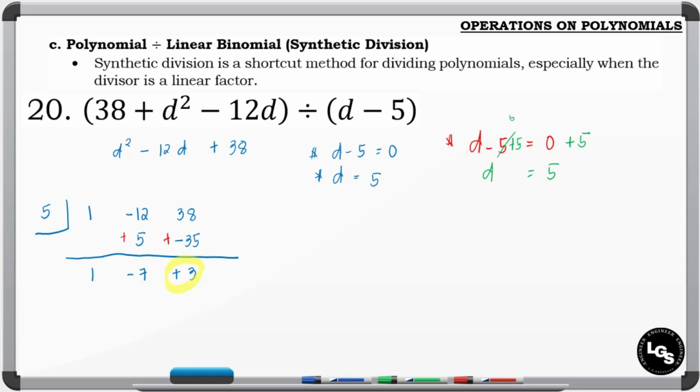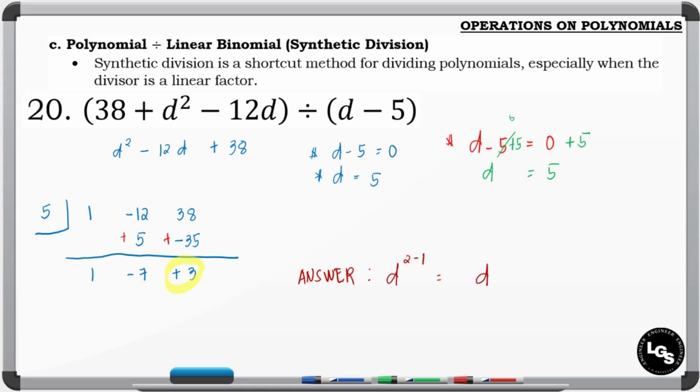So how are we going to write our answer in this case? In writing the answer, we started with the d squared as the leading term. So our quotient will be d squared minus 1. So that is the first term of our quotient.